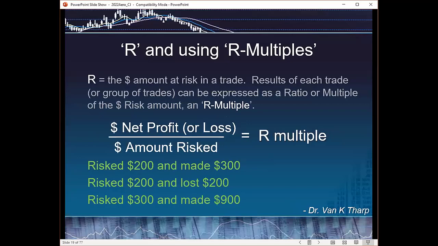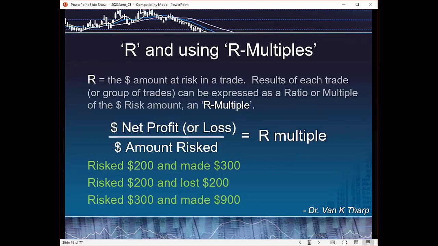So what did I do? Another useful tool also from Van Tharp is R's and the R multiple. R just stands for risk, meaning the dollar amount at risk in a trade. And I'm using an R as a measuring tool because as my account grows or shrinks, that R number may change. But if I'm trying to evaluate the performance of a system and its expectancy regardless of the size of my account, then R is a useful tool for measuring.